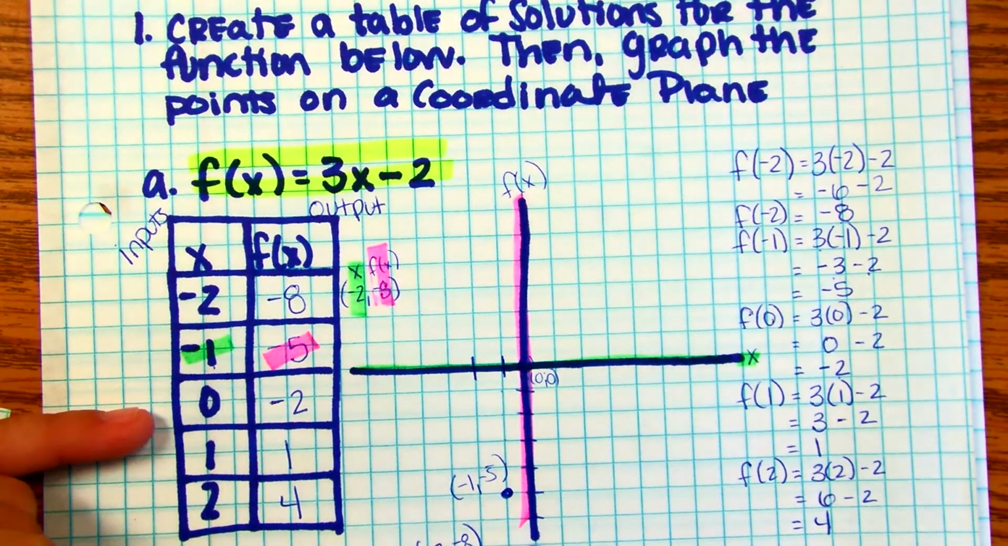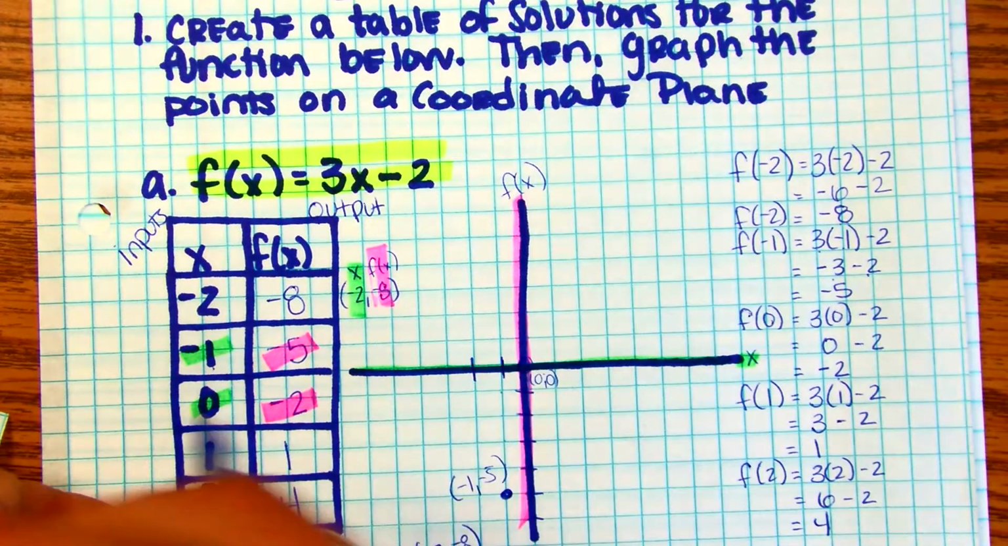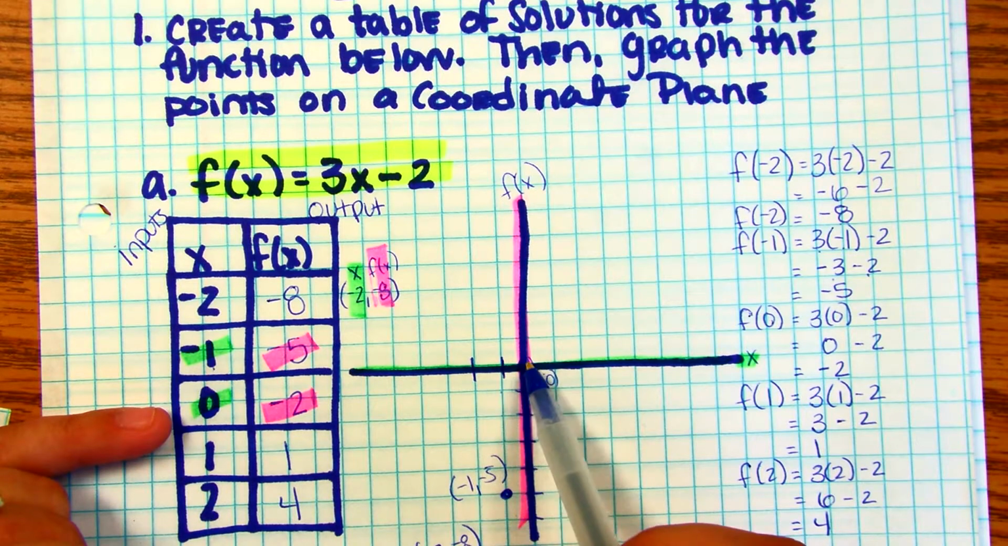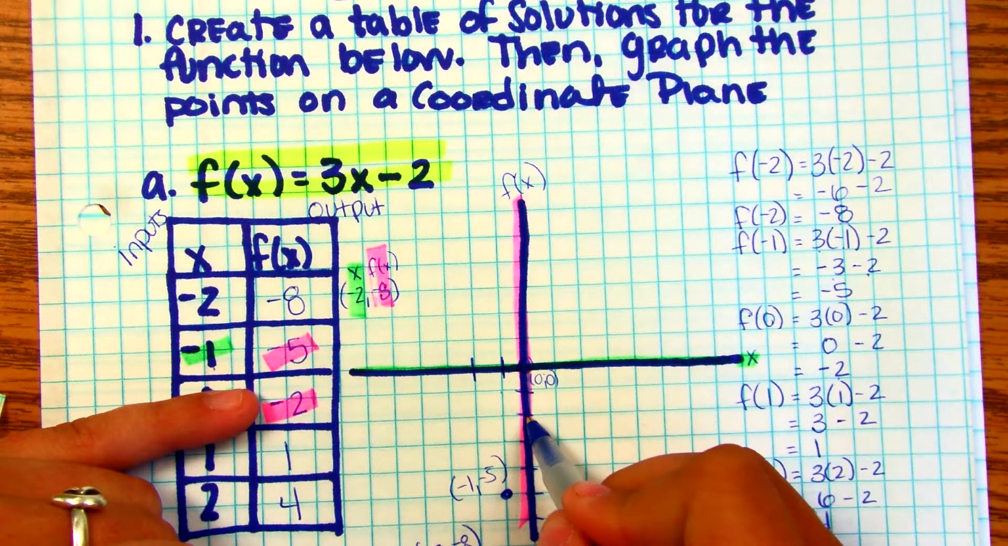Next one, 0 in the x direction, -2 in the f of x direction. So start at the origin. I'm going to go 0 in the x direction, so I'm going to stay right here. Then I'm going to go down 2. 1, 2.